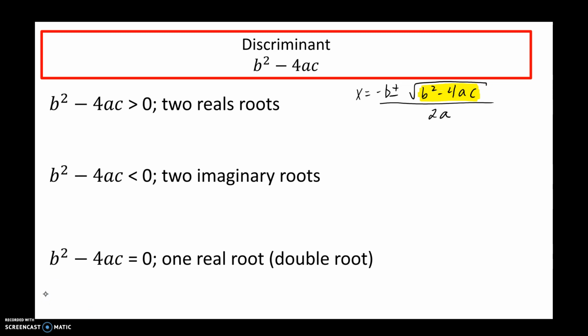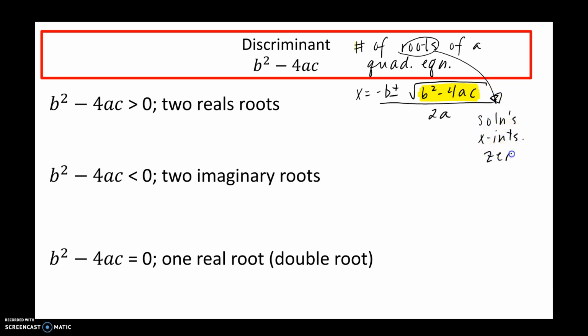Why is it important? The discriminant is able to tell us, oh my goodness, the discriminant tells us the number of roots of a quadratic equation only. So here we are again. What does the roots tell us? The solutions, the x-intercepts, or the zeros of the equation.